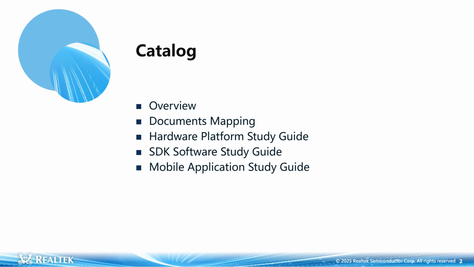The outline of this report is as follows, comprising the following sections. Firstly, an overview of the report is introduced. Subsequently, the mapping of the SDK documentation is explained. Next, a learning guide for the hardware platform is presented. Following that, a discussion on the learning guide for the SDK software is conducted. Finally, a learning guide for mobile applications is provided. Through a detailed introduction of these points, we aim to comprehensively analyze various aspects of the common SDK, thereby enhancing usage efficiency and development quality.